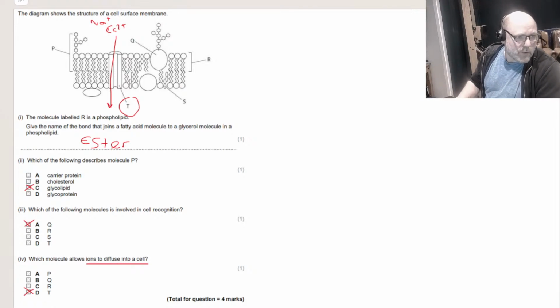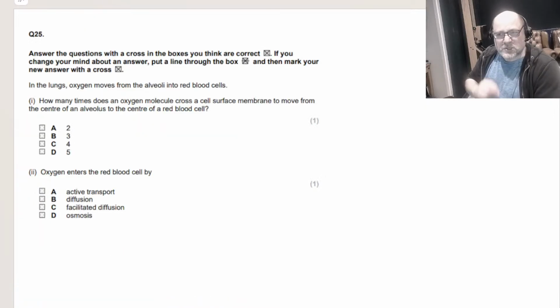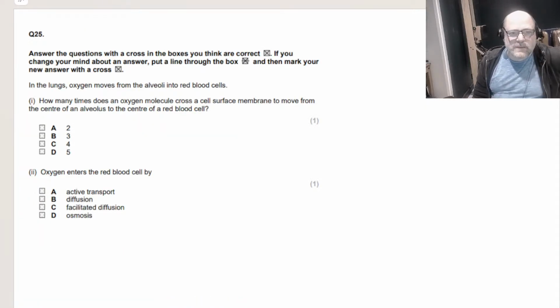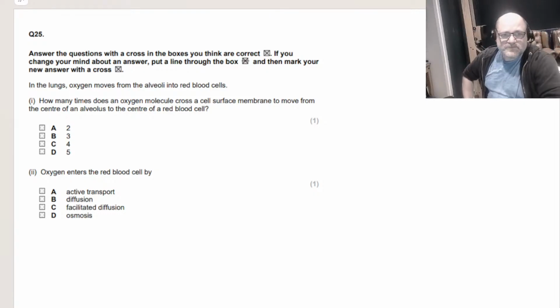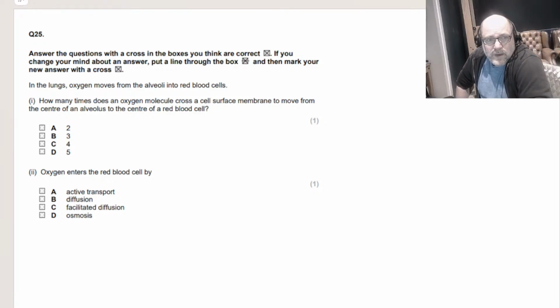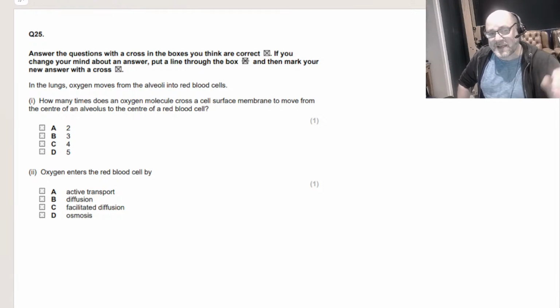Right, a couple more questions before we finish up, because this was just a quick revision. This is an Edexcel question, so if you're doing Edexcel, this one's for you. In the lungs, oxygen moves from the alveoli into the red blood cells. How many times does an oxygen molecule cross a cell surface membrane to move from the center of an alveolus to the center of a red blood cell?